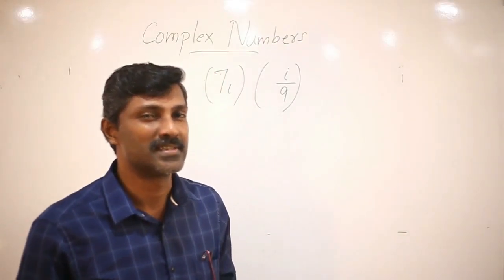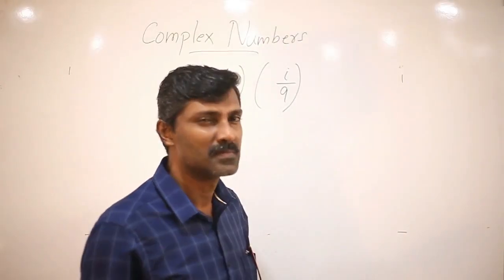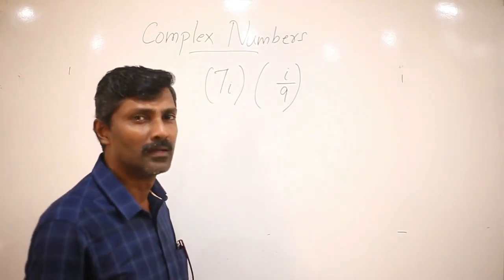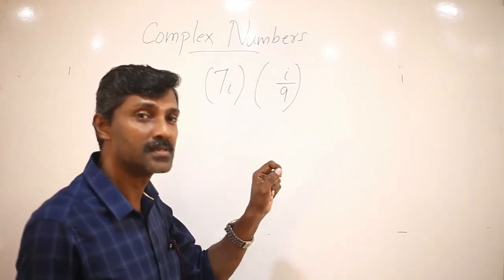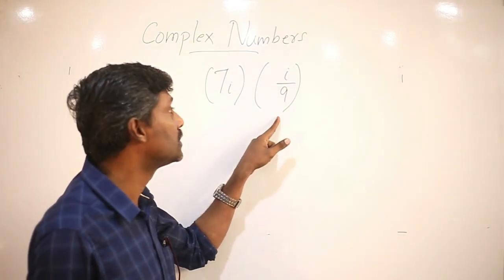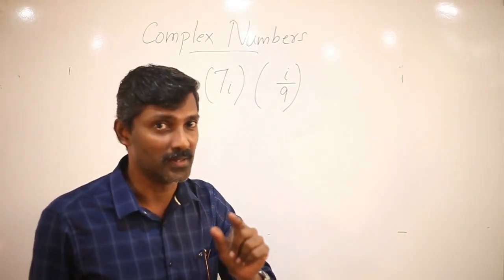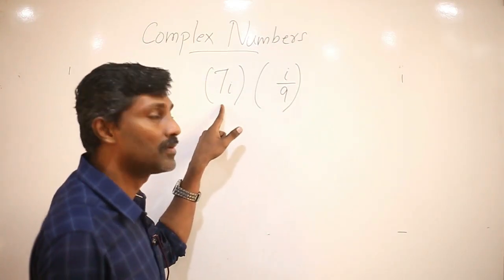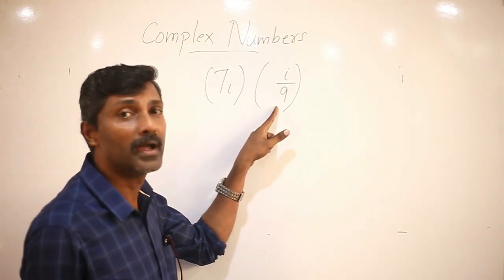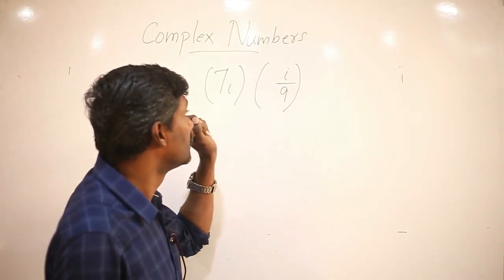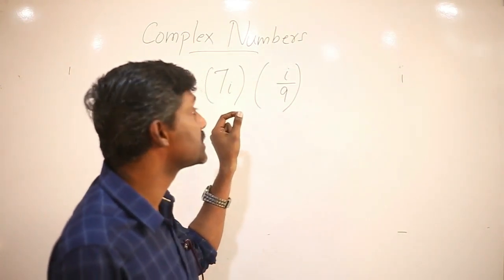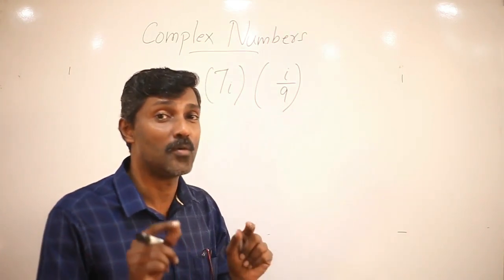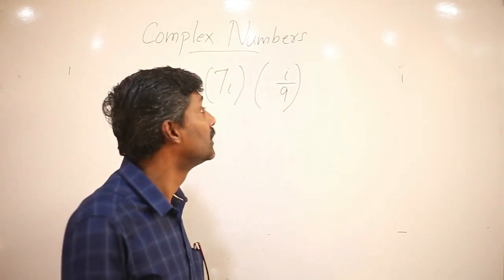Let's go to the next question. A very simple one, but just try it yourself, okay? This is the question given here. We have to express the product of these two numbers, 7i into i divided by 9, in the form a plus ib. The question is, we have to express the product that we get on multiplication of these two numbers in the form a plus ib.